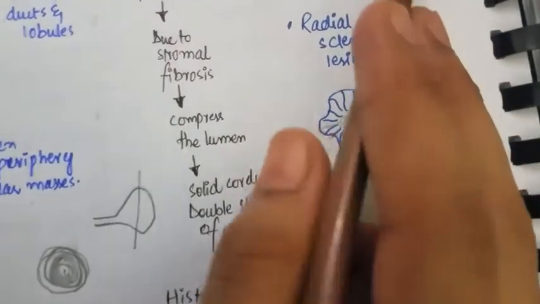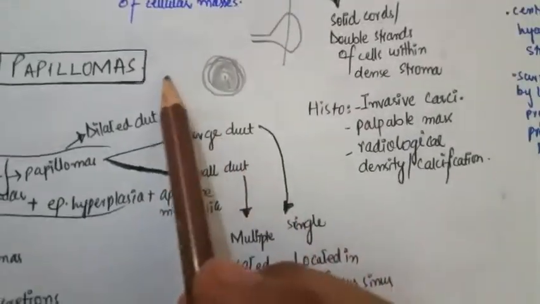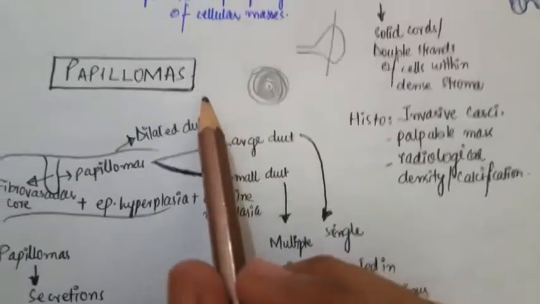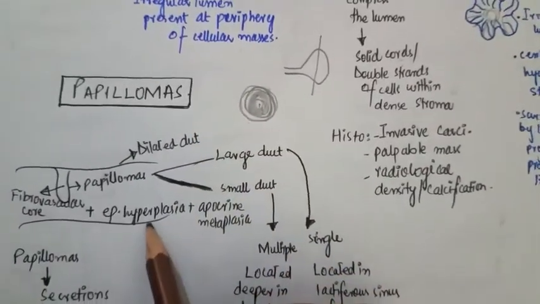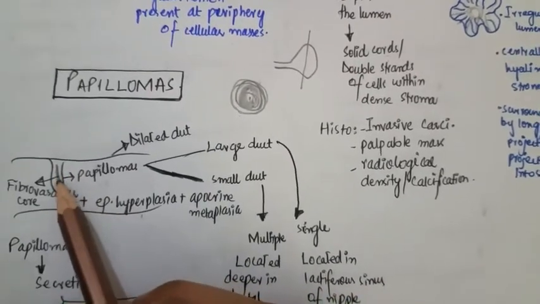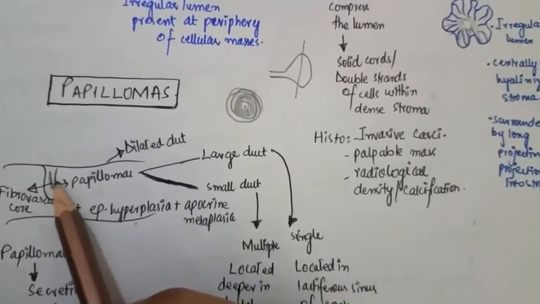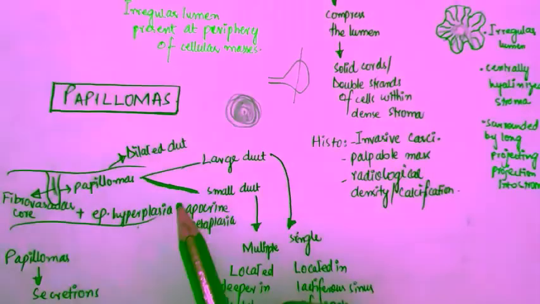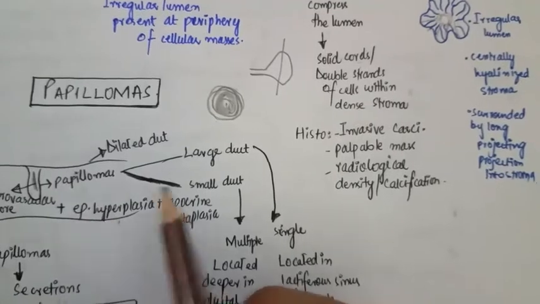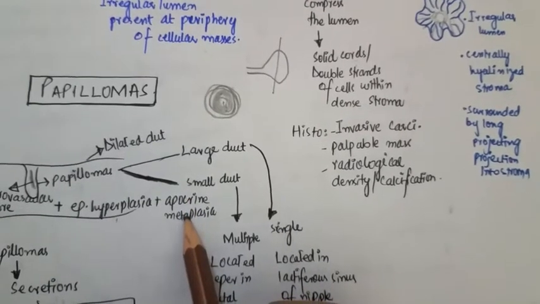Now come to the papillomas. What is a papilloma? Papillomas are finger-like projections. These finger-like projections are formed in the dilated duct, which has got the fibrovascular core, meaning in the center the fibrovascular tissue is present, plus it has got the features of epithelial hyperplasia and apocrine metaplasia.